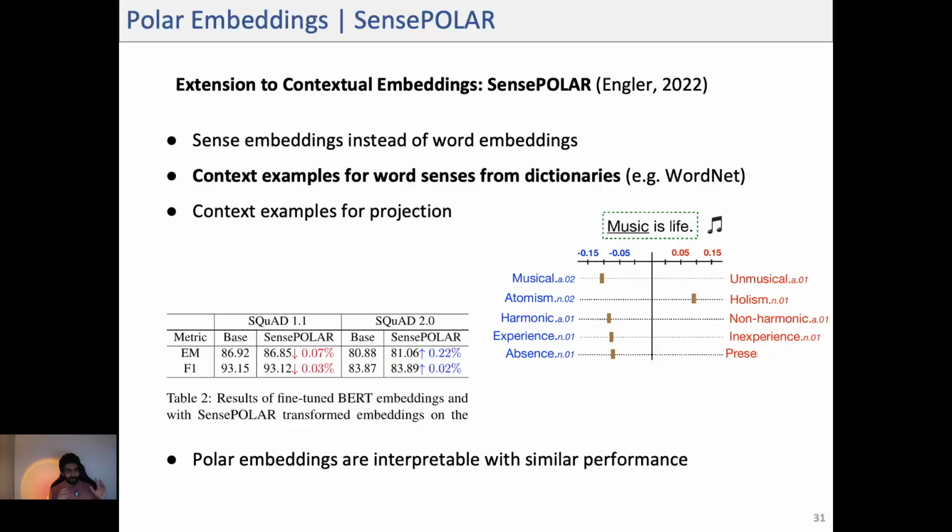And that makes sense. At the bottom, you can see a performance comparison which shows that even after this transformation, the results on question answering benchmarks like SQuAD and Co. are almost the same or slightly better. So the key takeaway is we get interpretability without sacrificing model performance. And this makes SensePolar a promising tool for analyzing meaning in contextualized models like BERT.